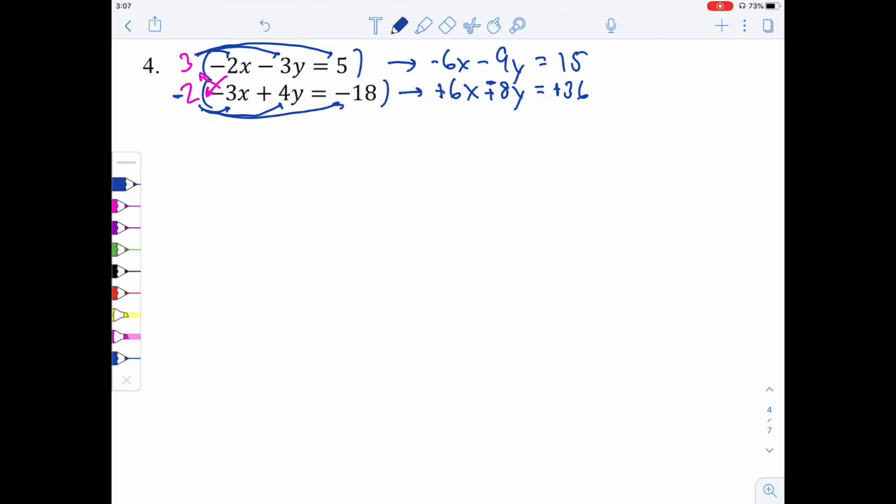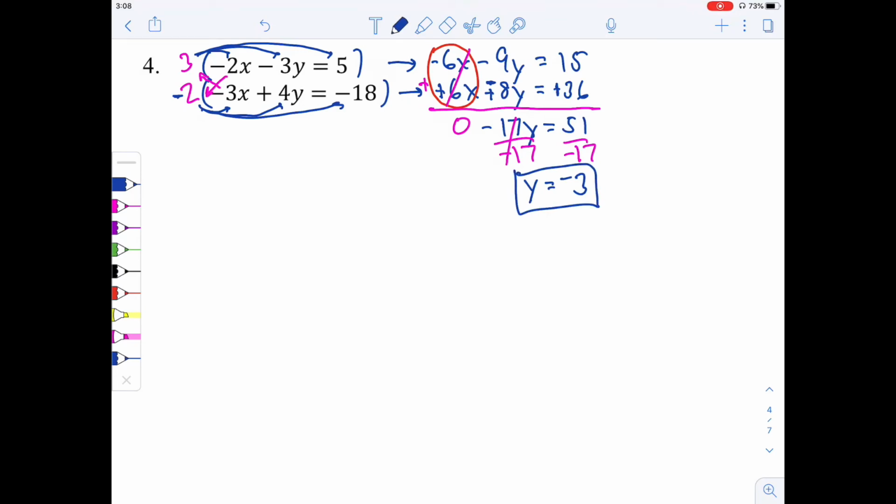Yeah, so now when we multiply or add, it's going to add to eliminate, right? So these x's will be 0. And then -9y minus 8y is -17y. 15 plus 36, 51. Then we can divide by -17. We get y equals -3. All right, positive divided by negative, negative. Right there. All right, so we always want our signs to be opposite so we can add to eliminate.